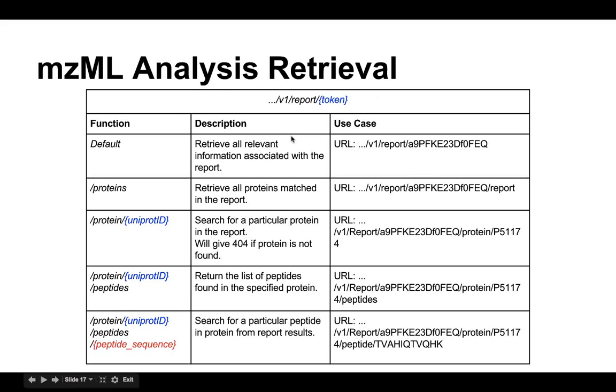By default, you'll receive all the information about the proteins that were found in your experiment, and also all the peptides that were found that were part of that protein. With that report, you can also filter by getting just the proteins, or you can search within the proteins for the peptides that were found in your experiment.